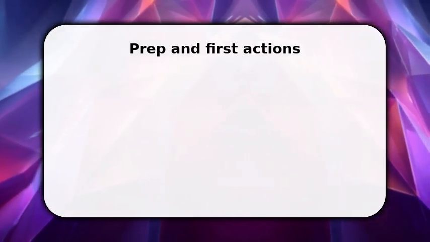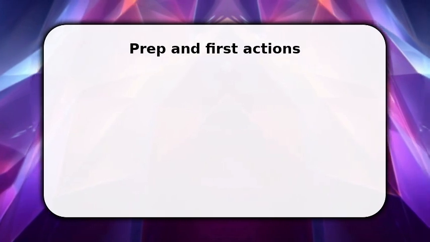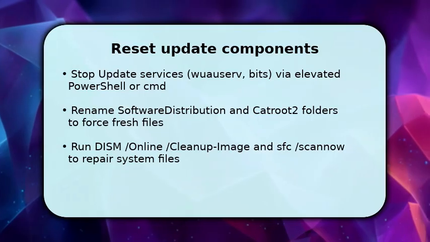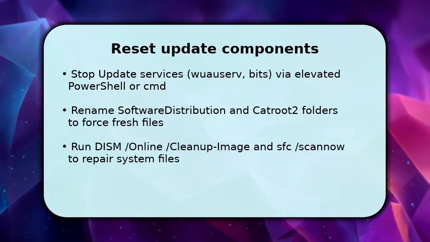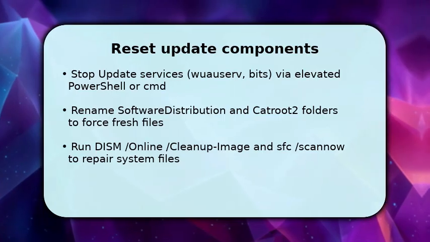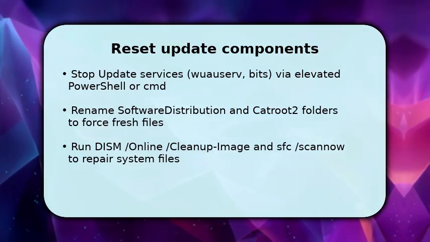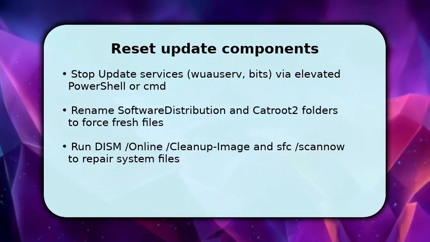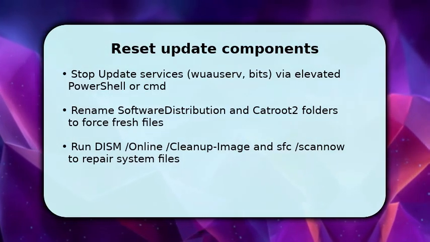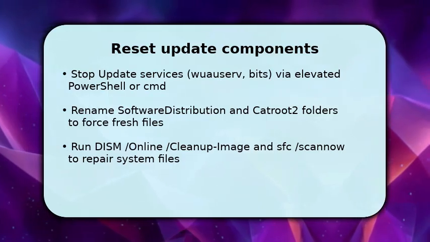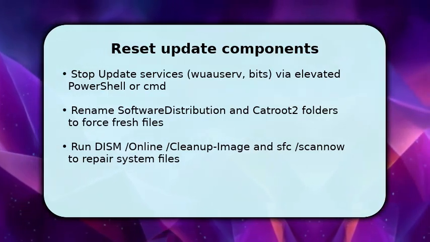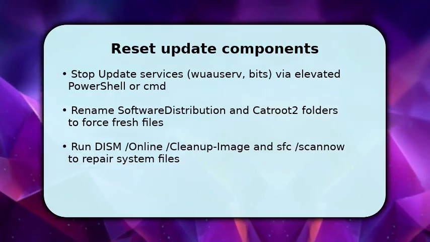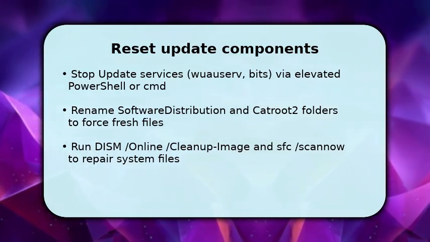Next, you reset the update machinery so corrupted caches or components don't block installation. Open an elevated command prompt, stop wuauserv and bits, then rename the SoftwareDistribution and catroot2 folders to force Windows to recreate them. After that, run dism /online /cleanup-image /restorehealth to fetch good system files, and follow with sfc /scannow to repair any local corruption. These steps rebuild the update state and fix file-level issues that the troubleshooter can miss.